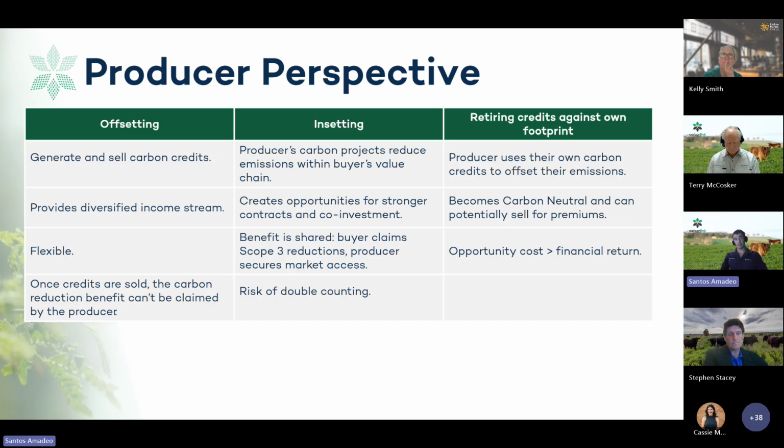From a producer perspective, I won't go too long into this one because Terry's going to show a little bit more detail here, but you actually have three options. You can generate credits by having a carbon project on your farm, and you can then sell them to different businesses. Insetting, in this case, would be partnering with McDonald's, for example. And lastly, retiring credits against your own footprint would be using credits that you've generated and retiring them against your own, say, scope 1 emissions from your farm.